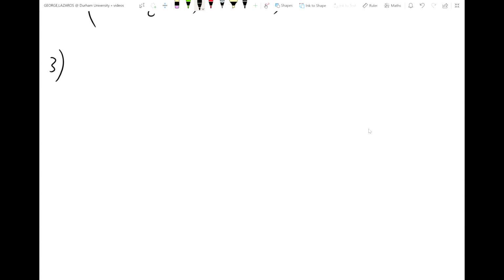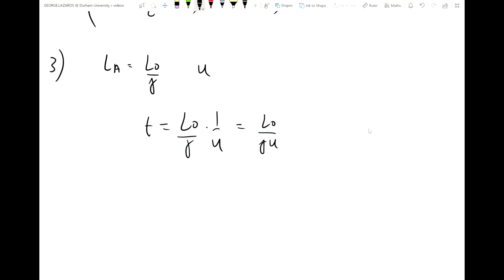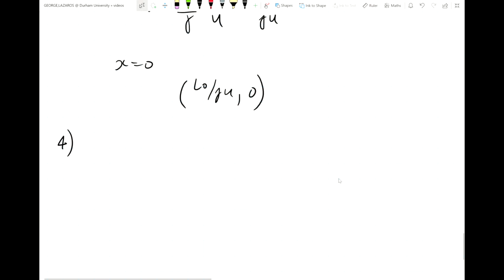Next, number 3, which is the tail of A passing the tip of B. So in the frame of B, A has now got a length of L0 over γ due to length contraction. So the time taken for the entire length of A to pass the tip of B whilst moving at speed u is given by t equals L0 over γ times 1 over u, which is L0 over γu. And this event is occurring at the tip of B, which is defined in the question at the origin at x equals 0, so that's our position, which gives us a final 4-vector of L0 over γu and 0.